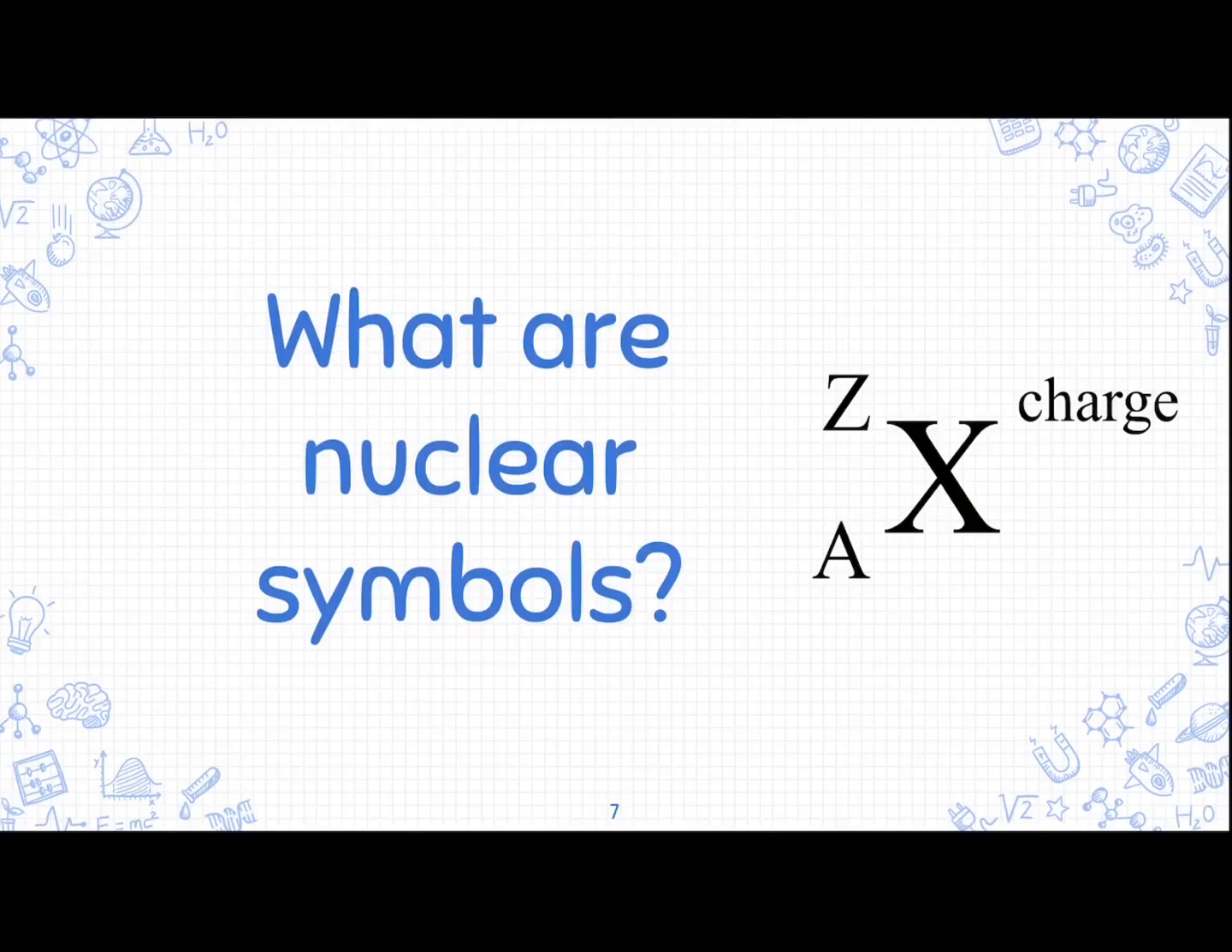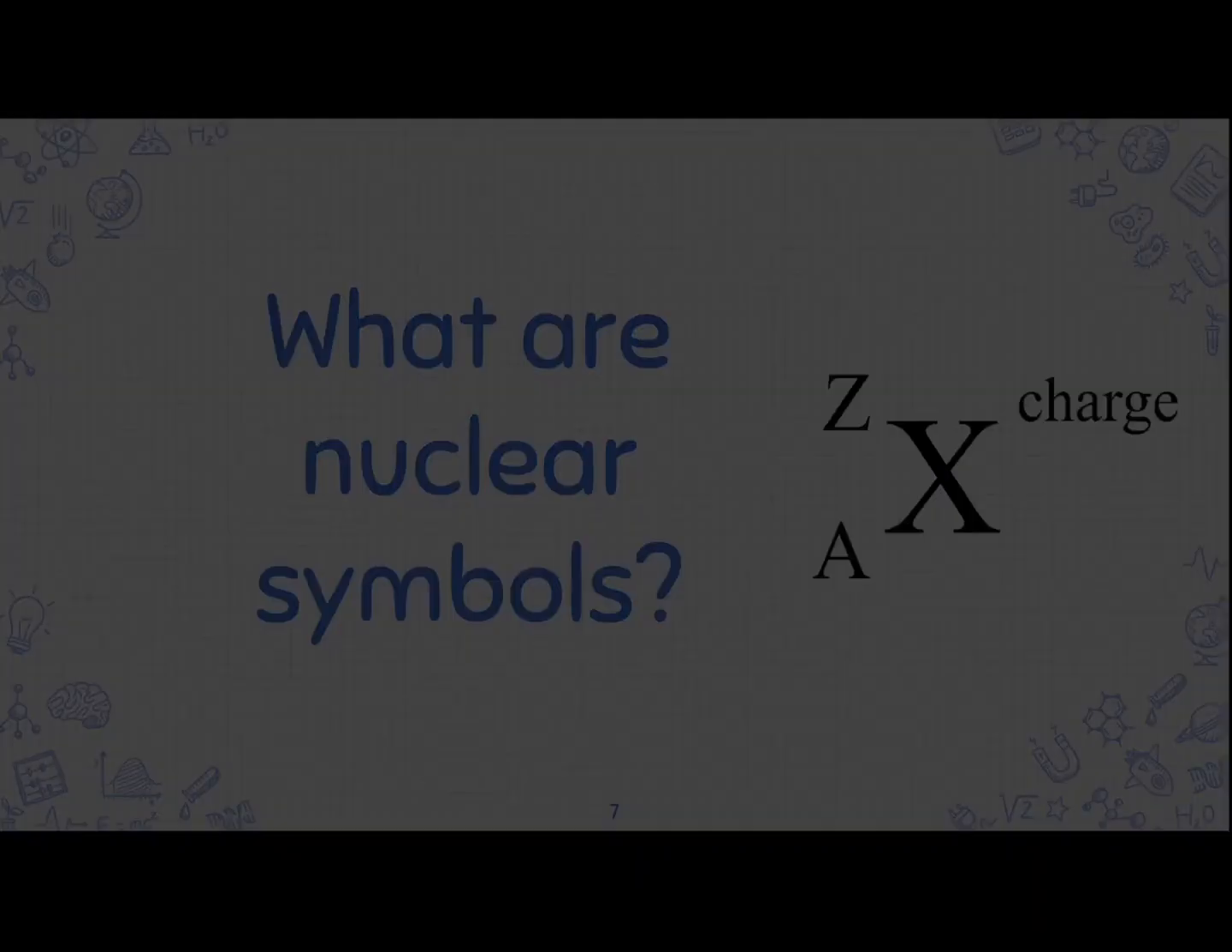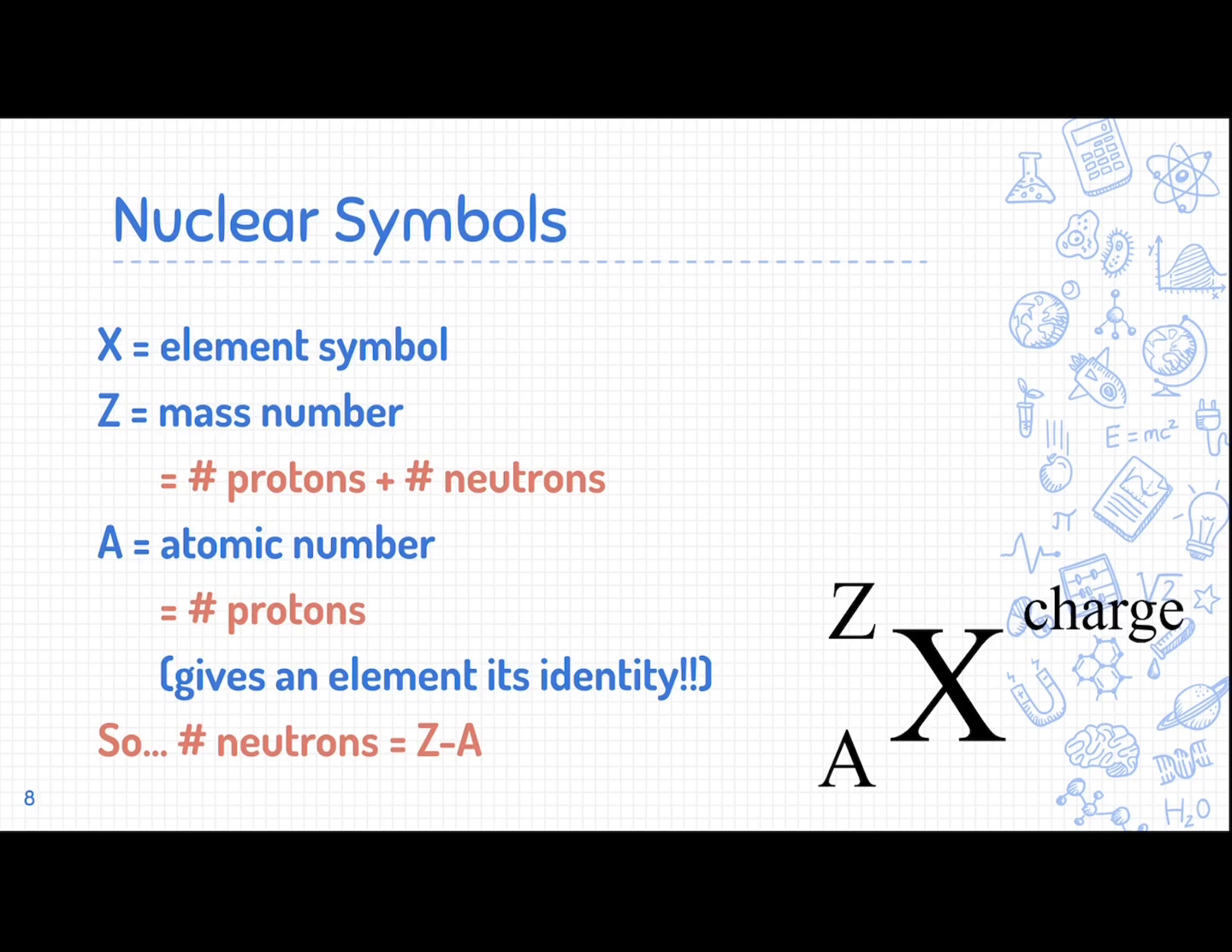Okay, what are nuclear symbols? This you hopefully saw last year in chemistry. The examples down there in that right corner: X would be the element symbol. A would be the mass number, which if you remember, mass number is protons plus neutrons. And we can manipulate that equation to solve for what we want.